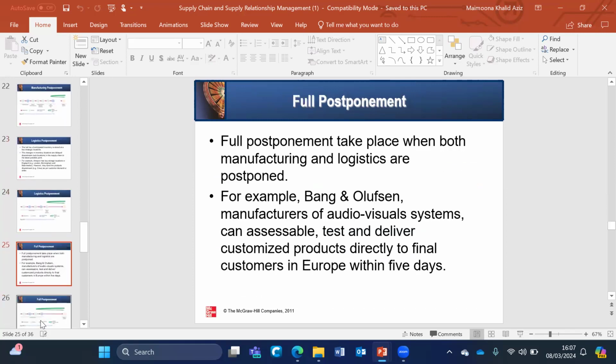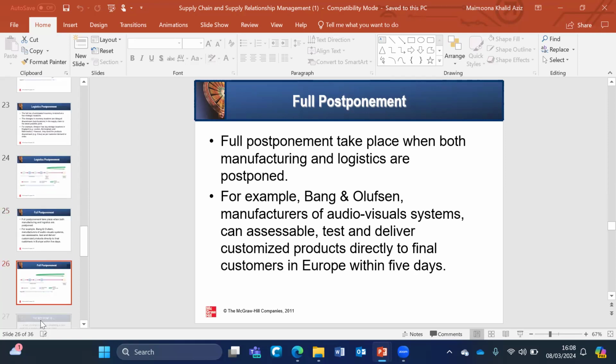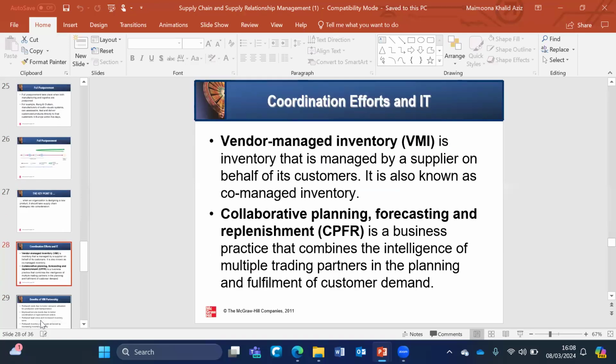The next one is full postponement. That means everything is delayed until the order is received. For example, Bang and Olufsen, manufacturers of audiovisual systems, can assemble, test, and deliver customized products directly to final customers within 5 days. That means they have their whole process from scratch, and they don't have a base. They wait for the customer's order and then they completely go with their process from scratch.